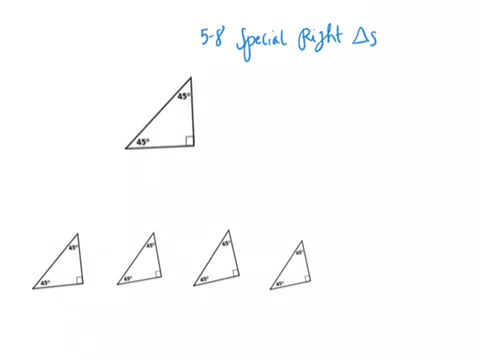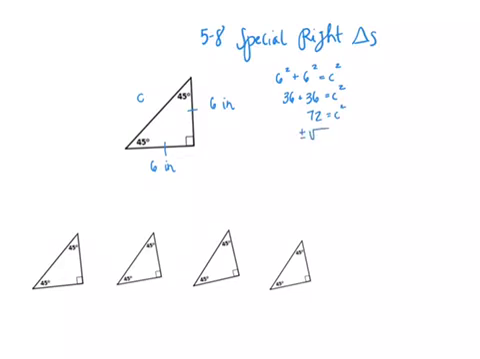We know it's a right triangle, but we also know it's isosceles because of the base angles being congruent. So let's say, for instance, that one of the legs is 6 inches. We know the other leg would have to be 6 inches. And if we needed to solve for the hypotenuse, then we could just use the Pythagorean theorem. So 6 squared plus 6 squared is going to equal c squared. And so what that tells us is that c squared is 72.